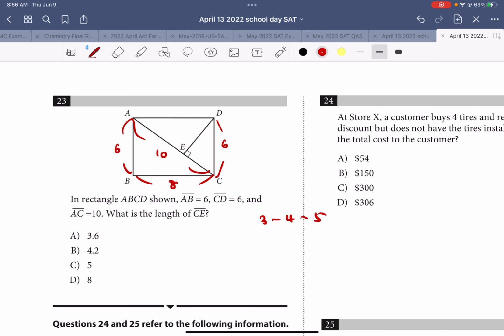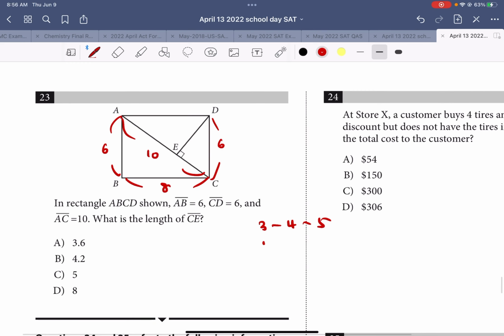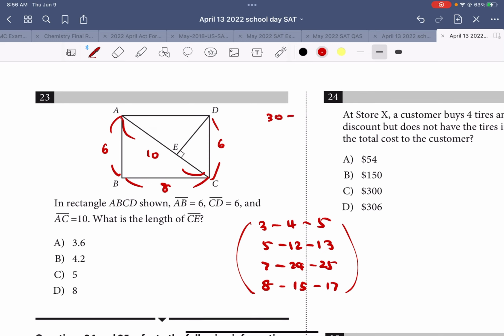For those of you who don't remember, 3, 4, 5, 5, 12, 13, 7, 24, 25, 8, 15, 17. Make sure you memorize it. It'll be much quicker if you know this one. And then 30, 60, 90 is 1, root 3, 2. And 45, 45, 90 degrees right triangle is 1, 1, root 2. So make sure you memorize it.